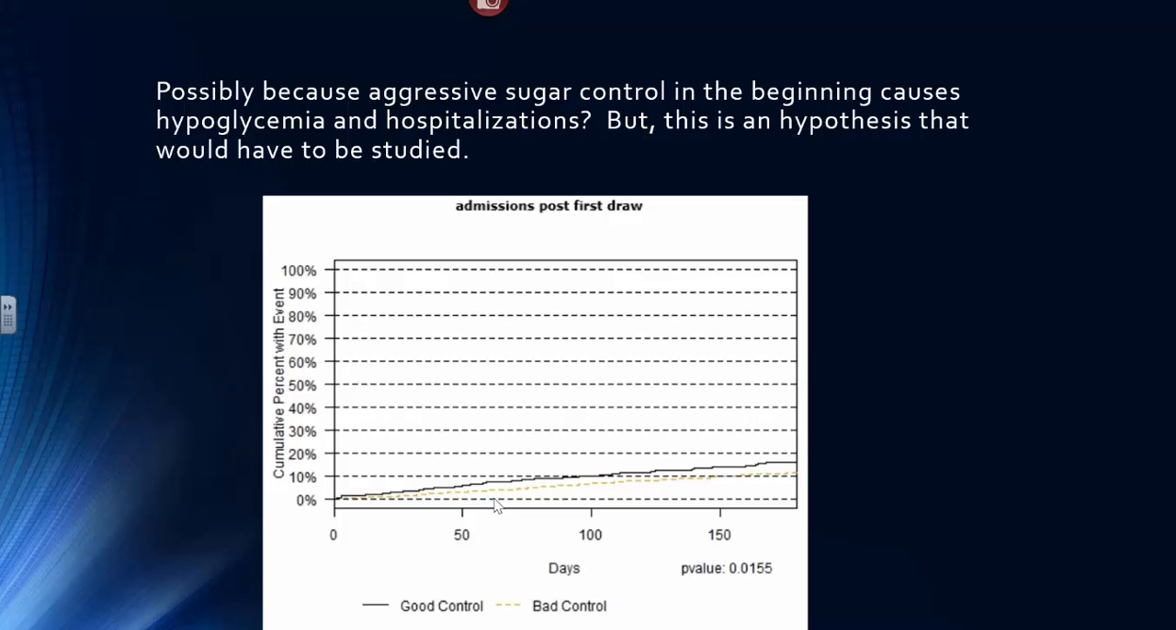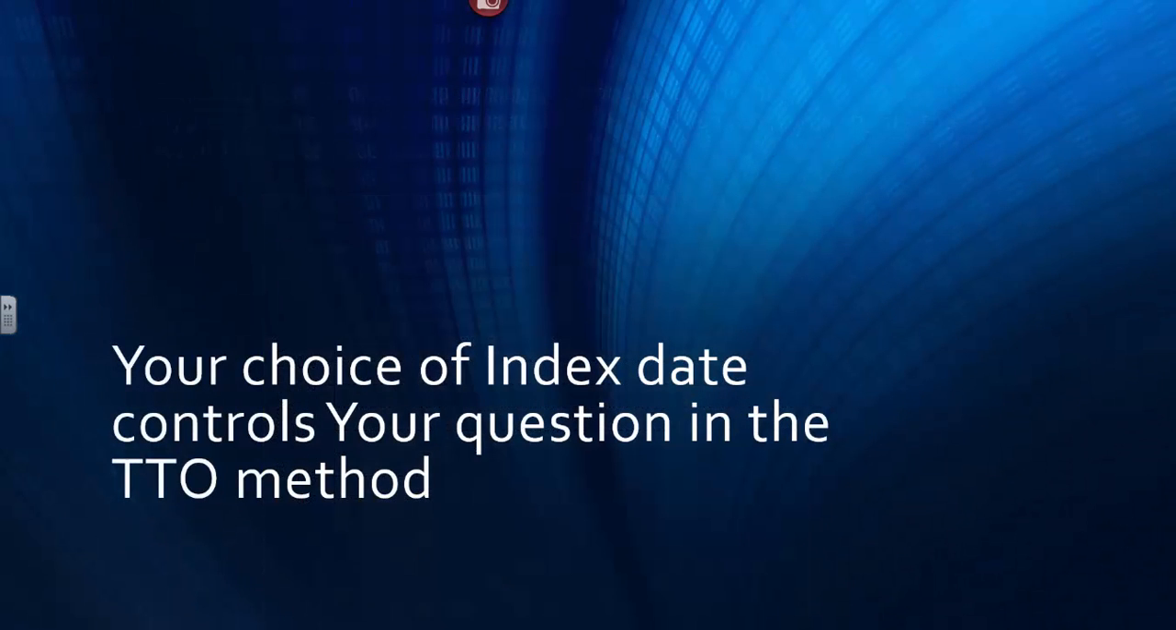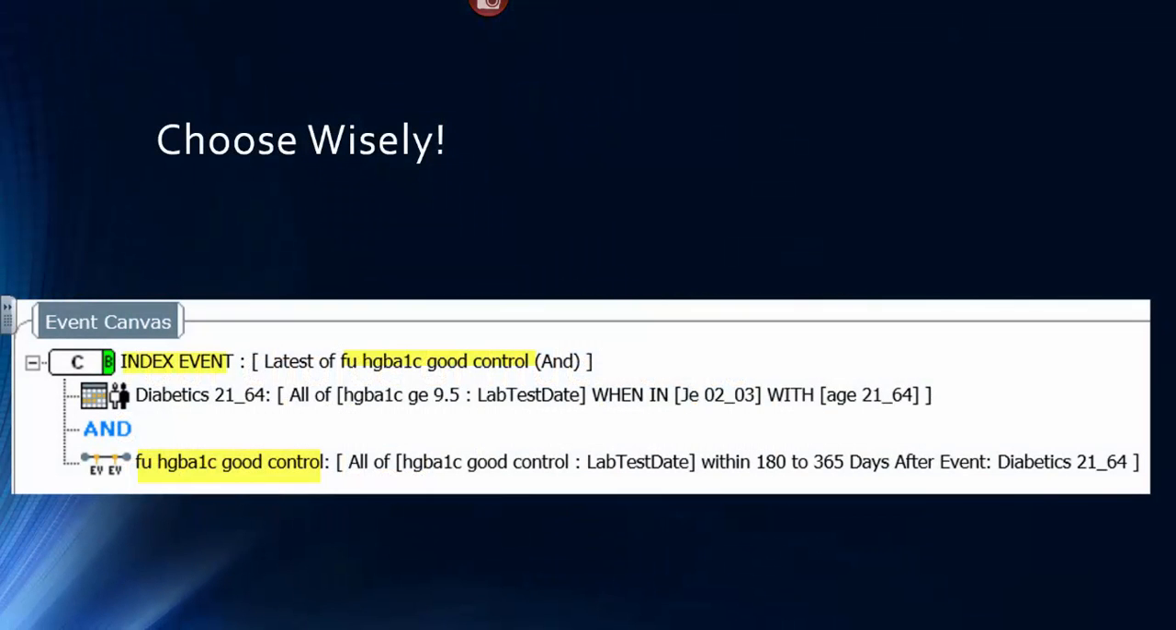So it's absolutely critical that you identify on the index event line exactly which condition line you're going to be pointing to, because it's determining what question you're asking. You're asking two very different questions. So your choice of index date controls your question in the time to outcome method. Choose wisely.